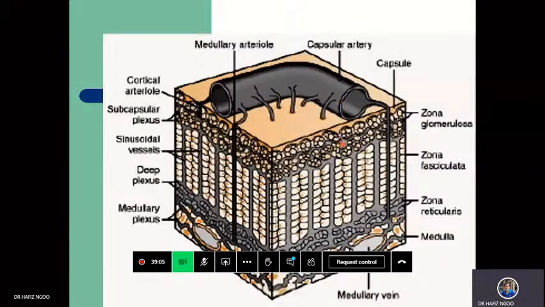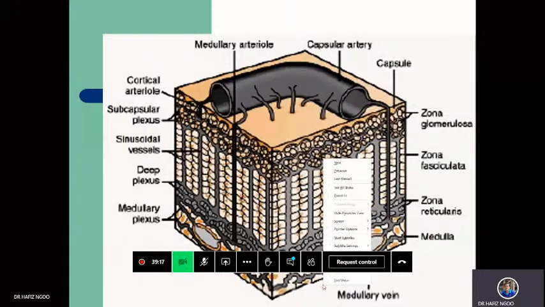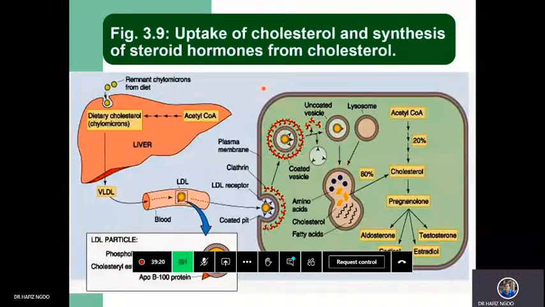So this is a large picture to show you the diagrams on the blood supply from the medulla to the cortex. Okay. So in order to produce the steroid hormones from cholesterol, all this cholesterol basically comes from your dietary cholesterol, from your food, and also some of the cholesterol can be from the cell membrane. And we know that there is a lot of cholesterol present on the cell membrane.